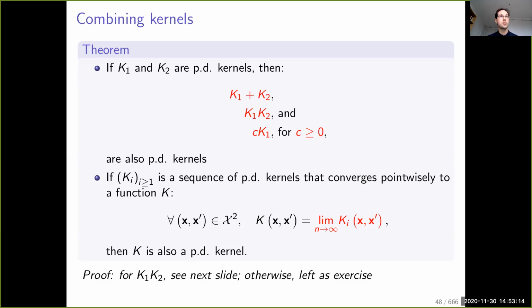And finally, the last result is simply a limit result, which is in fact very easy to show: if you get a sequence of positive definite kernels k_i, and if this quantity converges pointwise to a function k, meaning that for every pair x and y, the sequence k_i of x,y converges to a limit that we are going to call k of x,y, then k is also positive definite.